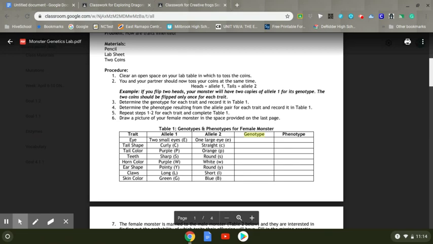So 3, determine the genotype for each trait and record it in table 1. 4, determine the phenotype resulting from the allele pair for each trait and record it in table 1. And then you're going to repeat steps 1 and 2 for each trait and then complete table 1. After you complete table 1, you're going to draw a picture of your female monster in the space provided at the last page.